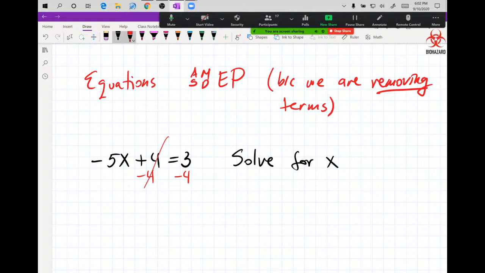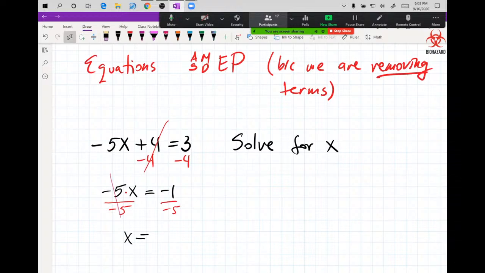And once that is done, we will have negative 5x equals negative 1. And now the only thing in the way is this negative 5, which is again multiplied. So, because it's multiplied, we have to divide both sides by negative 5. Once they cancel on the left, you will get x alone, which is what we are looking for. And on the right-hand side, the negatives will cancel and we'll just get 1/5.